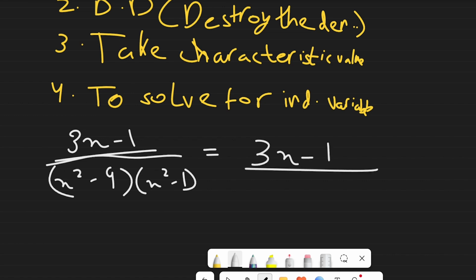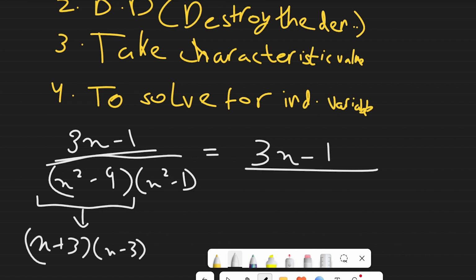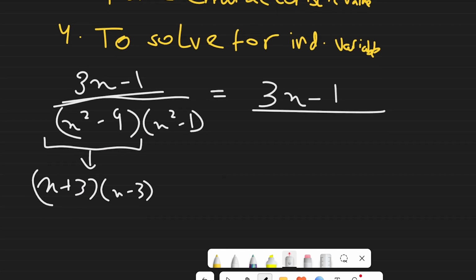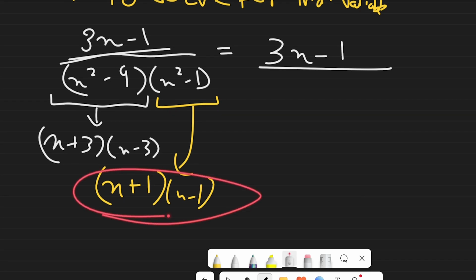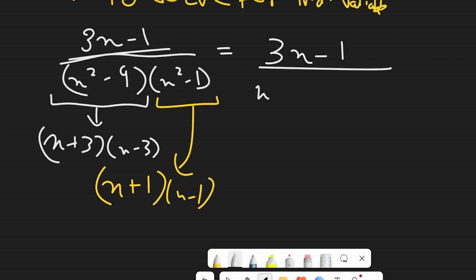3x minus 1 over this x square minus 9 can be split into x plus 3 into x minus 3, because this is a subtraction of two squares. This is x squared and this is 3 squared. Then x square minus 1 can become x plus 1, x minus 1. If you don't believe me, multiply these two together and you'll get the answer. Now let's put this over here: x plus 3, x minus 3, x plus 1, x minus 1.